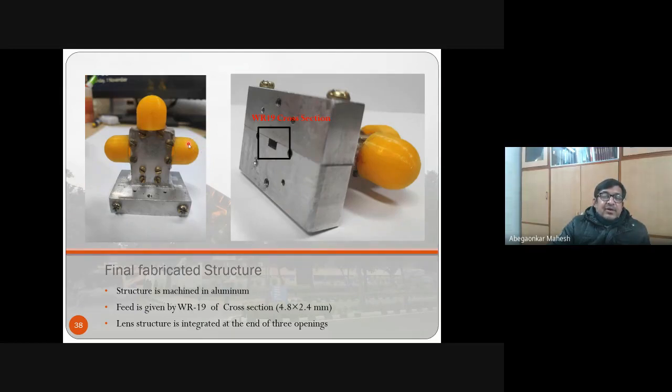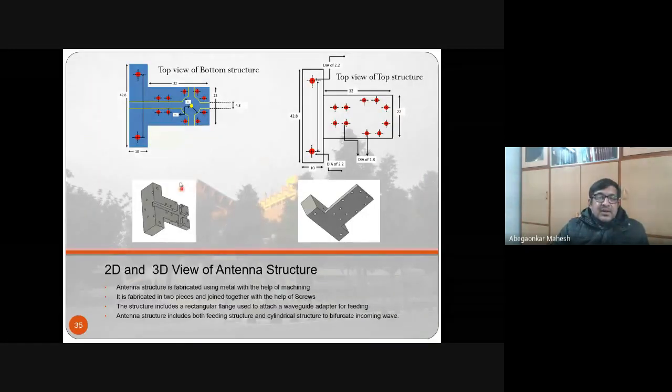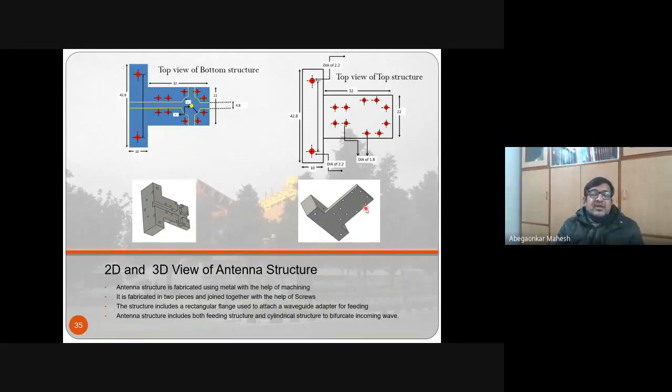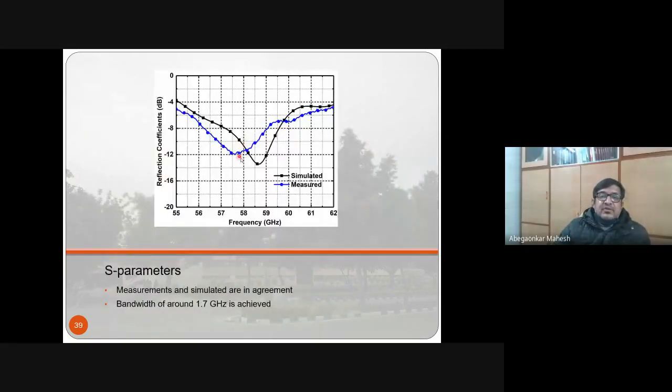So these are the scattering parameters. Measured is the blue curve, and the black one is the simulated one. You get a slight misalignment, as you can appreciate. There are two parts, this part on top of this part. The two parts are put together, and that's how the antenna is fabricated. While machining this, there may be small errors, which have caused a slight shift in the frequency. However, as far as the band is concerned, the band is similar, but it is shifted. So a bandwidth of around 1.7 gigahertz is achieved. So this is a huge bandwidth. 1.7 gigahertz is a huge bandwidth.